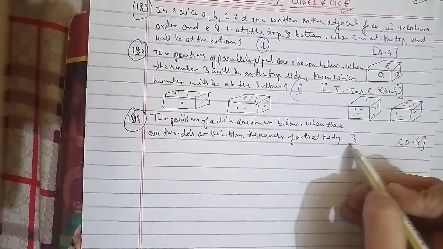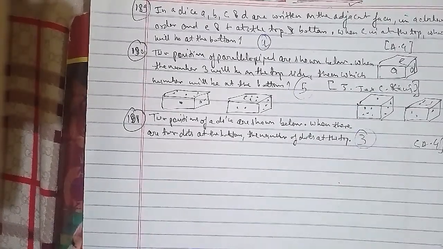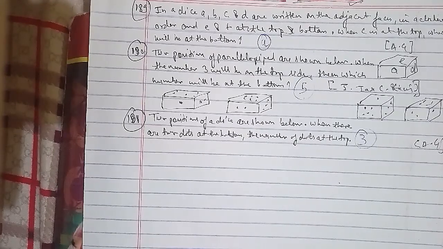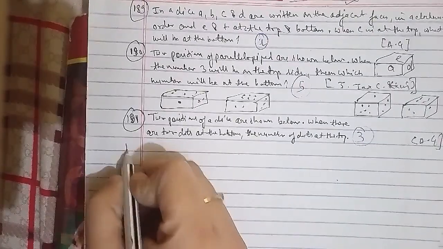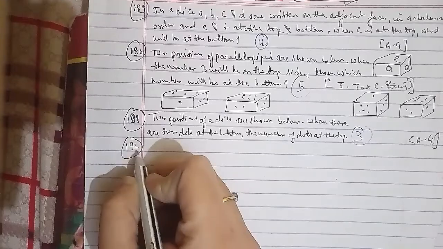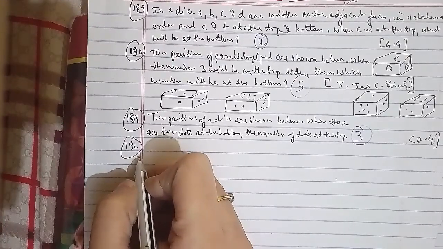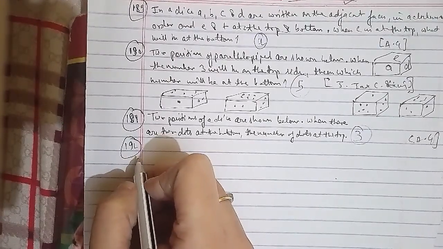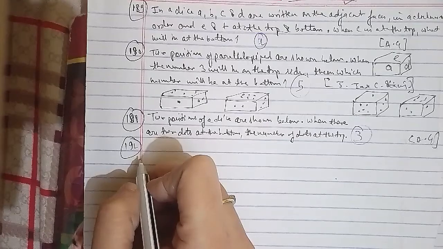Two positions of a block are shown below. This has been asked in the UDC examination paper here. So the figures for the same are these, the two figures.